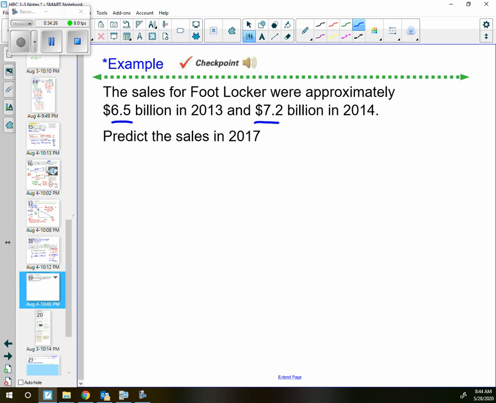Could we figure out how much the sales are changing now to help us figure out what to do in 2017? So let's think of these as we would graph them. If we thought about it as a graph, we'd have time and sales. My Y value is the sales, my time is the X variable. So I could think of these as ordered pairs.